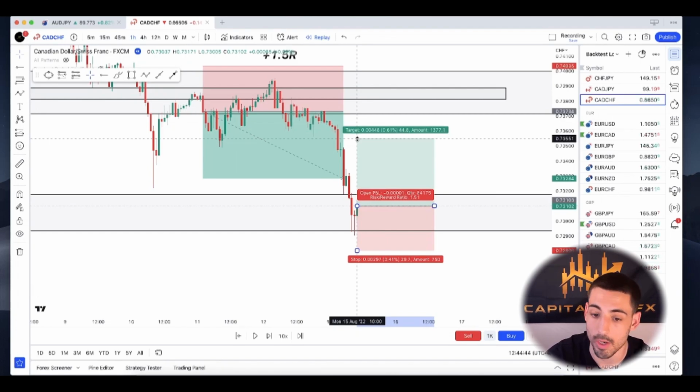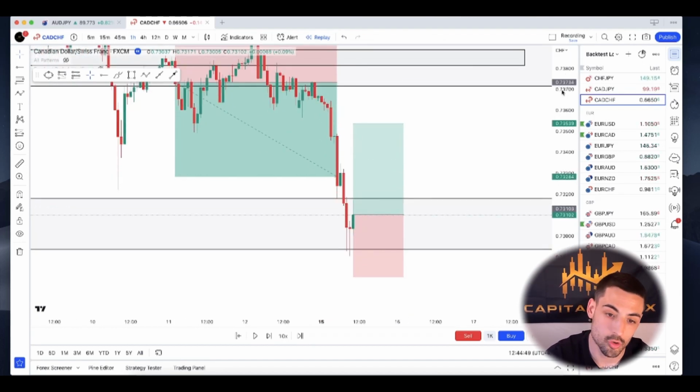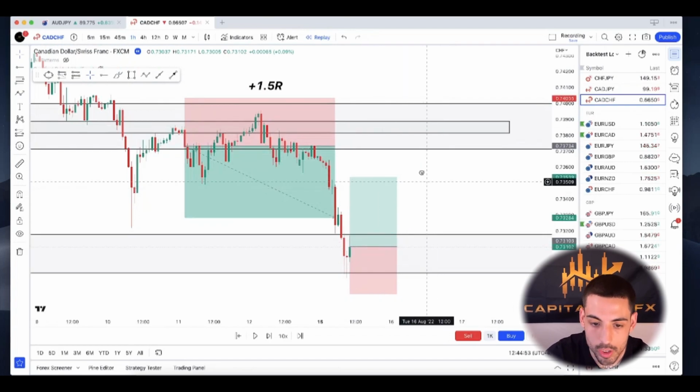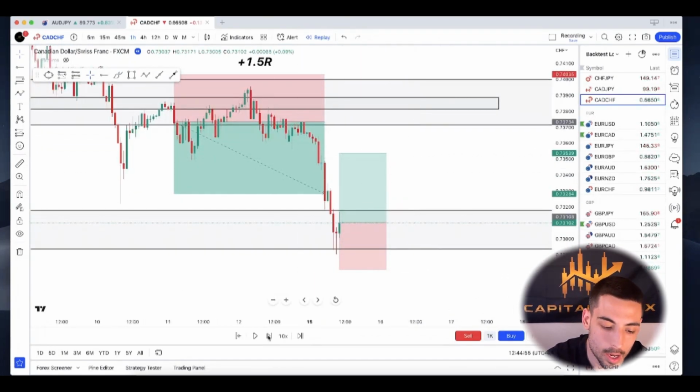And again, you could test with a bunch of different risk to reward ratios, whether they be fixed or just targeting the next structural low or high. That's what backtesting is for, to optimize your risk to reward ratio and to optimize your entries.